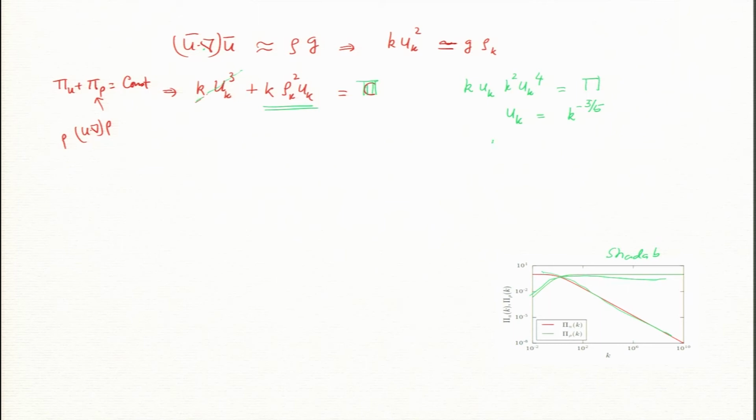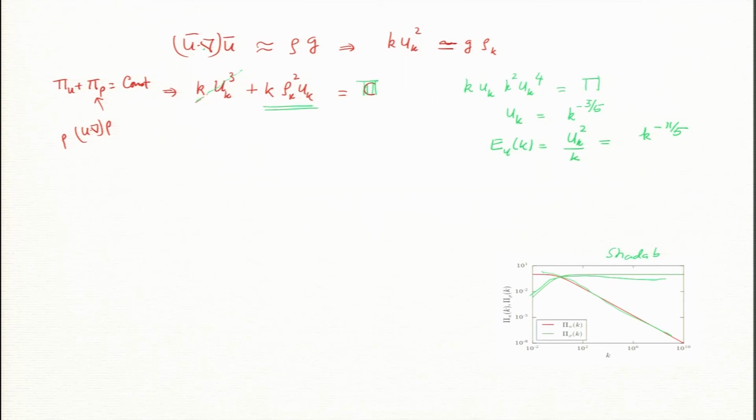What about the spectrum now? So, E_u of k will be what? uk squared by k, right? That is the definition of a spectrum. So, k to the minus 6 by 5 minus 1 is minus 11 by 5. So, spectrum is not 5 by 3, it is 11 by 5. That is the spectrum for stably stratified flows kinetic energy.